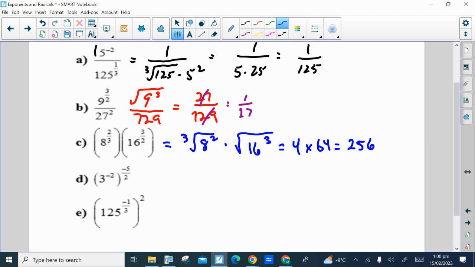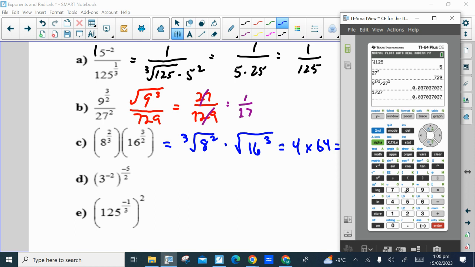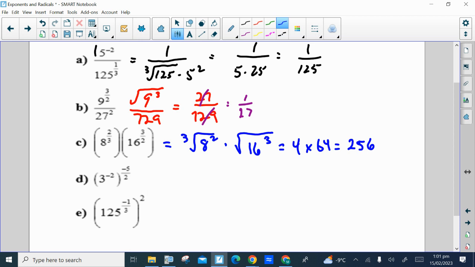And you know, it doesn't matter what order you do these, meaning that you could square the 8 first and take the cube root second. You could cube the 16 first and take the square root second. You're just going to have some bigger numbers to work with initially, but you would get the same answer. You're probably going to use your calculator anyways, right? And you can also use your calculator to check. 8 to the power 2 over 3 times 16 to the power 3 over 2. 256. Right, that's the answer we got. So you can use your calculator to check your answers on these.